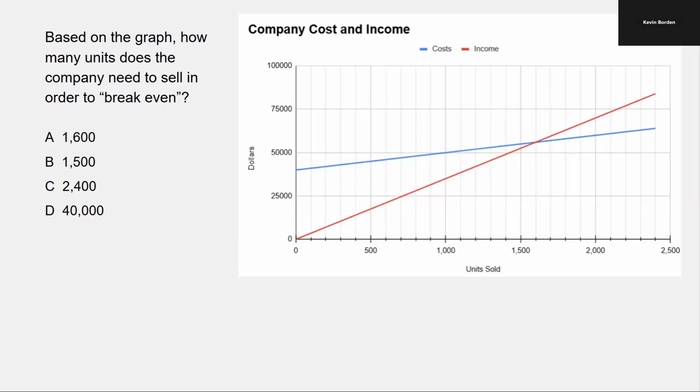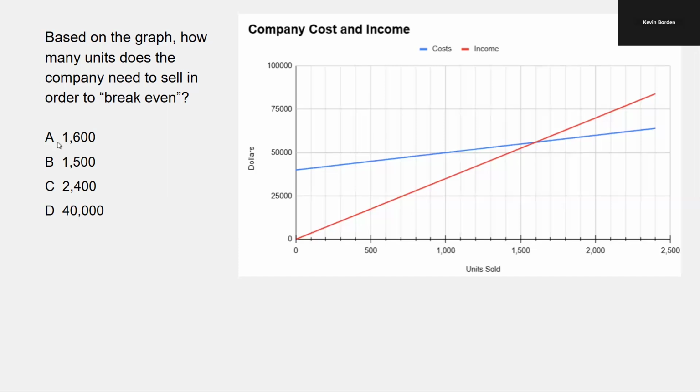What does that mean? It means the point at which a company is about to start to make money. In other words, their costs match their income. They're not losing money, but they're not quite making money either. So, in graphical form, that is the point where a line representing their costs, in this case, the blue line, matches a line showing the income.